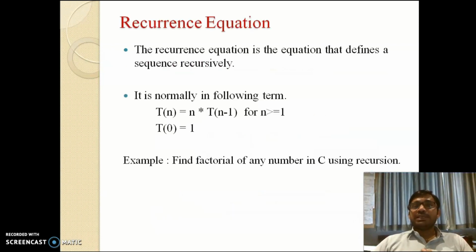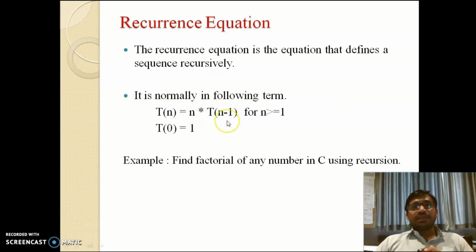First of all, what is a recurrence equation? The recurrence equation is the equation that defines a sequence recursively. The normal form of any recurrence equation is T(n) = n * T(n-1) for every value of n which is greater than or equal to 1. When the value of n is equal to 0, then T(0) = 1. This is the normal form of any recurrence equation, right?